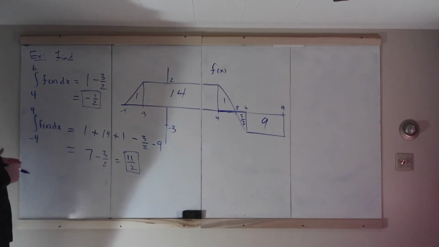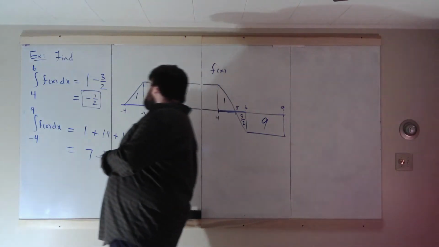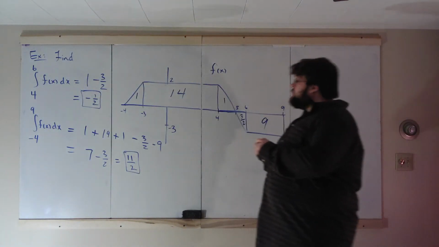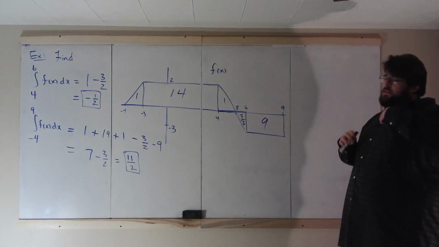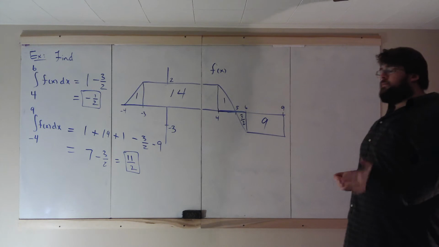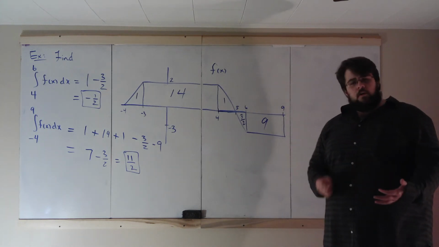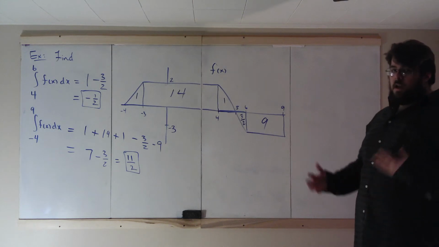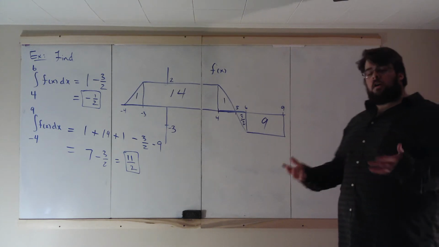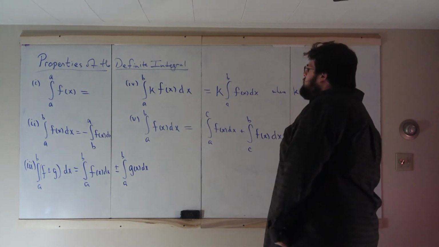So the definite integral treats what's above the x-axis as a positive area and what's below the x-axis as negative. Now, just like the indefinite integral, we're going to have some properties of the definite integral. And proofs of these properties are largely based on area interpretations, and I'll discuss a couple as we go through them. We have 5 properties of the definite integral.